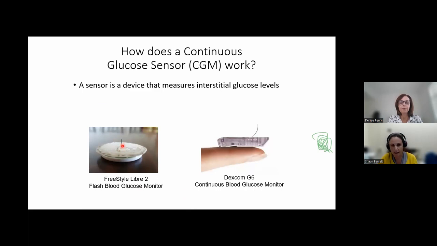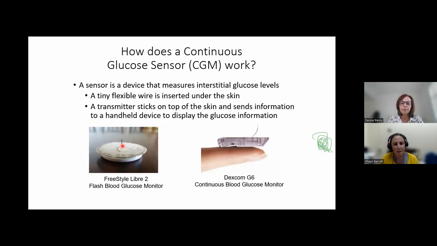And what it does is it measures the glucose levels in the fluid in the space of the interstitial fluid space. And then what you see on the other end is a transmitter that is connected to this electrode, and that sends the information to a receiver, whether that's a phone that people are using with an app or another device, like I showed you in the last picture, that displays the information.